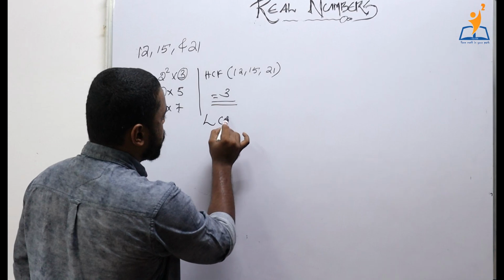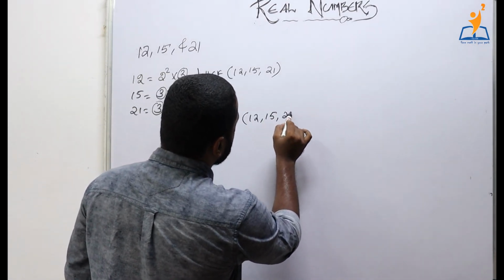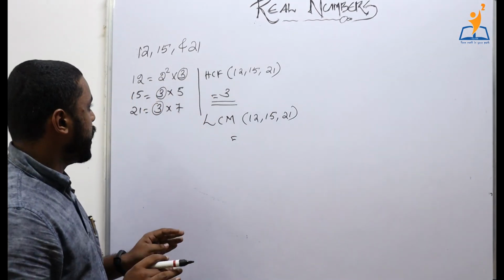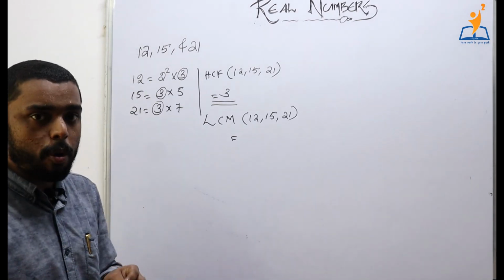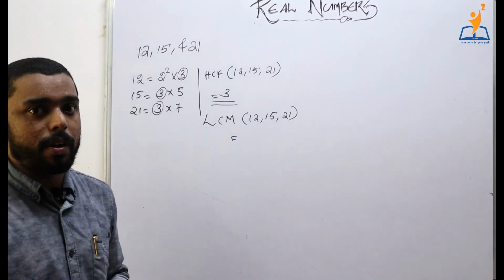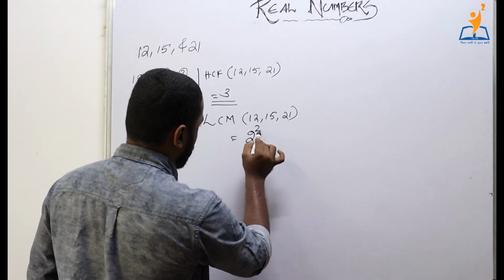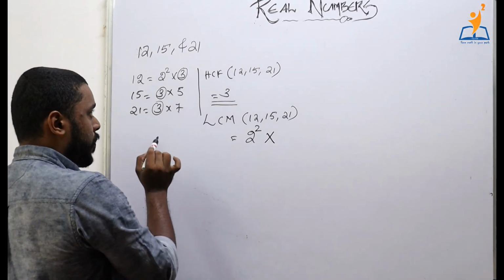Now LCM. LCM of 12, 15, 21 is equal to... It is enough for us to locate every prime number and find the product. If any prime number appears in common, choose the one with the biggest power. Here 2 square is not common, so we can directly choose 2 square. 3 is common, so we should choose one with the highest power.